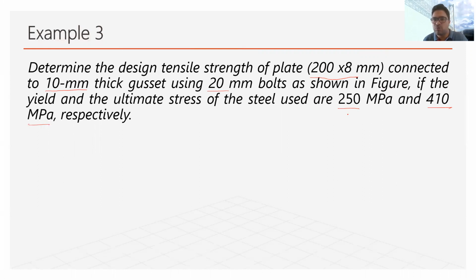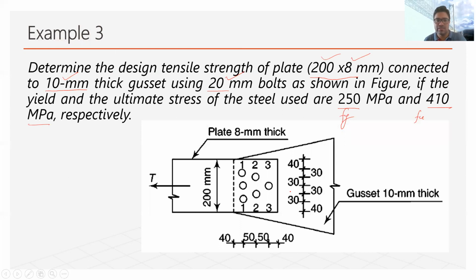So in the problem, the Fy value and Fu value are mentioned, the dia of bolt is given, the thickness of the gusset plate and the thickness of the plate to be connected are given, and the width of the plate is also given. Now we will see that in the figure also. In the figure you can see that this is the plate which is connected with this gusset plate using bolts, and the bolts are arranged in a zigzag manner. Now we have to find out the design tensile strength of the plate.